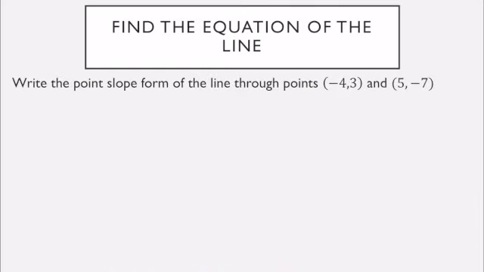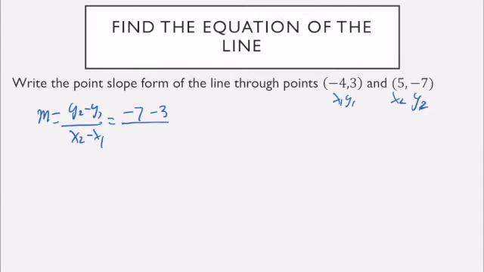I believe this is my last example of using the point slope form, and it's what happens when you aren't given the slope. Well, luckily, we know how to solve for slope, right? It's y2 minus y1 over x2 minus x1. So we can go ahead and find our slope. So I have negative 7 minus 3 over 5 minus negative 4.